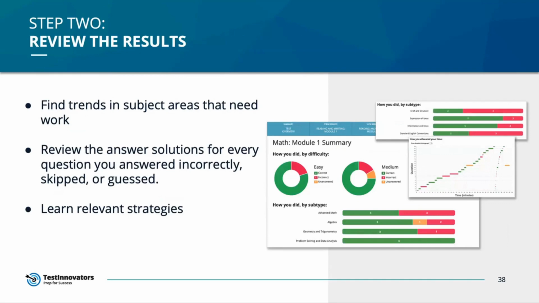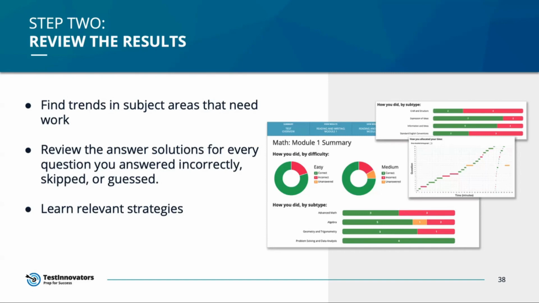Step 2, review the results. The review process is possibly the most important step of your test prep. This is the place where you're going to learn the most. So this is where you want to identify the areas that need the most improvement. So go back through the test and review every question that you answered incorrectly or that you skipped. You should also, I should add, review questions that you answered correctly, but you happened to guess on. Maybe you flagged them because you weren't quite sure about them. Review those questions as well.